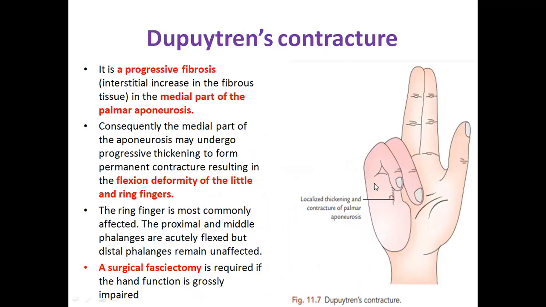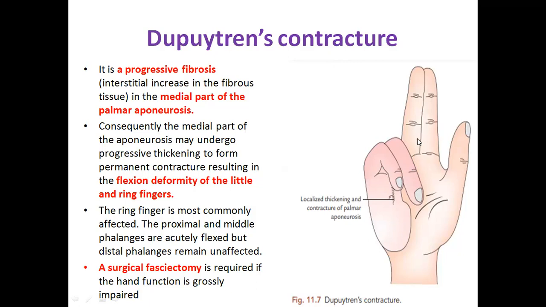So it is a progressive fibrosis in the medial part of the palmar aponeurosis. That means if there is any infection, you will see this modification of deep fascia becomes very thick and it becomes fibrous tissue, which is leading to a condition called Dupuytren's contracture. Consequently, the medial part of the aponeurosis may undergo progressive thickening to form permanent contracture, resulting in flexion deformity of these two fingers especially, that is the little finger and ring finger. The ring finger is most commonly affected.